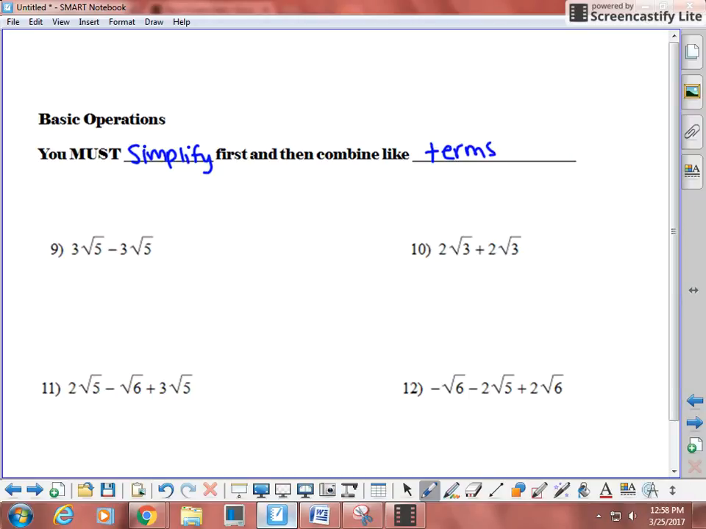So the square root of both of these are exactly the same. They're both 5s. So what I know from this is they're already simplified, so now I can combine my like terms. Think of them as like a variable. So I have a positive 3 of them and a negative 3 of them. So my answer is going to be 0.